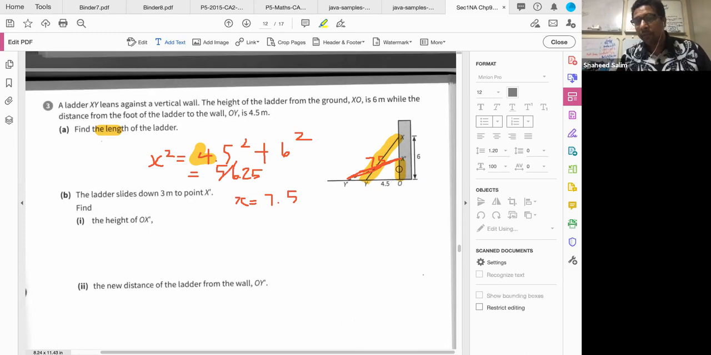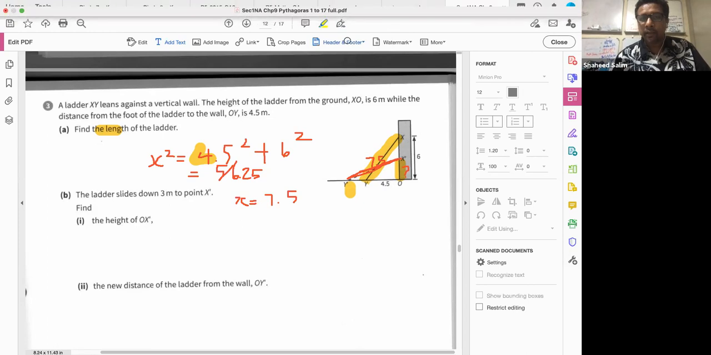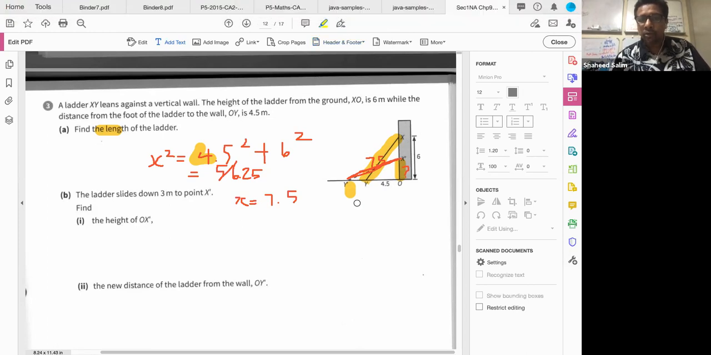Now they want you to find, same thing, here only, that's it. It's quite simple. Hold on, sorry, they don't want you to find this, they want you to find this one, down here. This one went down 3 meters, so down here must be 3 lah.